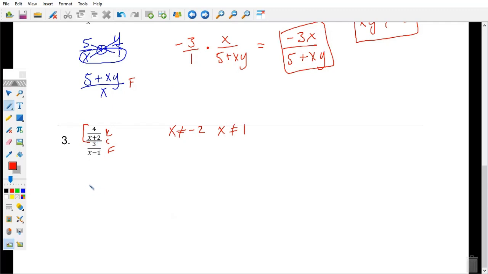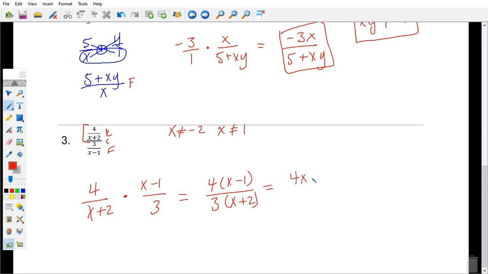So we have 4 over x plus 2. We keep, change from division to multiplication, and flip, and it becomes x minus 1 over 3. Now it's just straight multiplication: 4 times x minus 1 over 3 times x plus 2. And what do we get? 4x minus 4 over 3x plus 6.